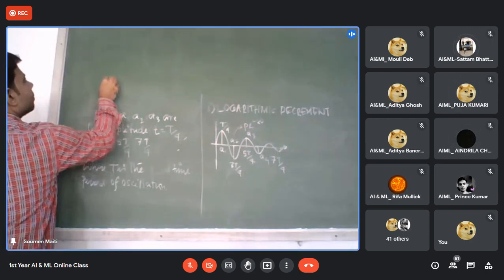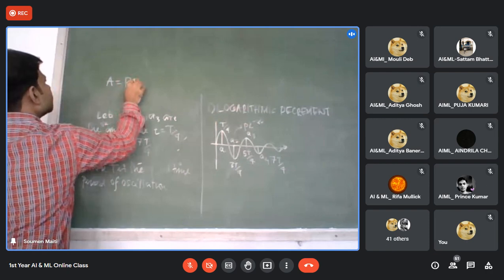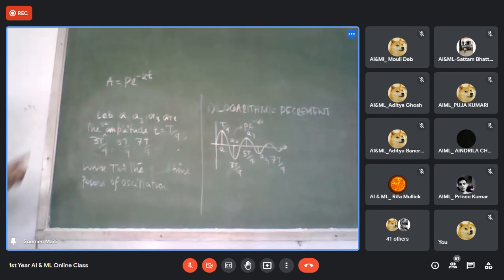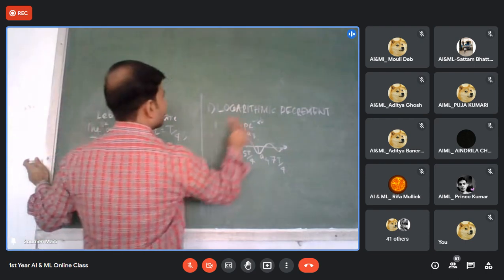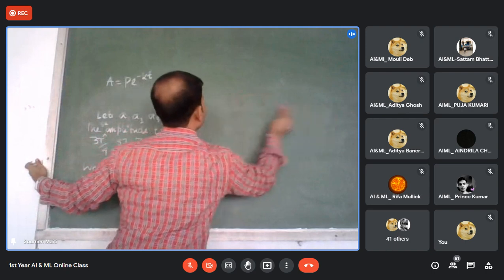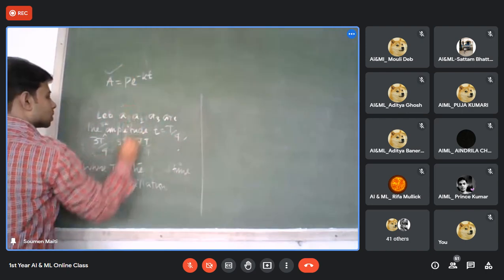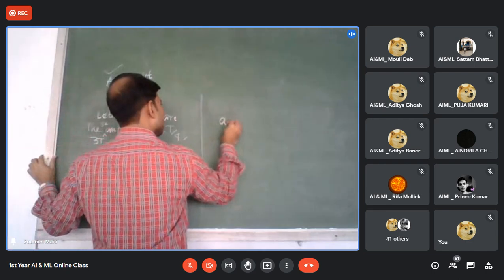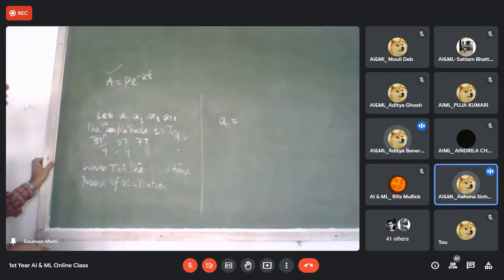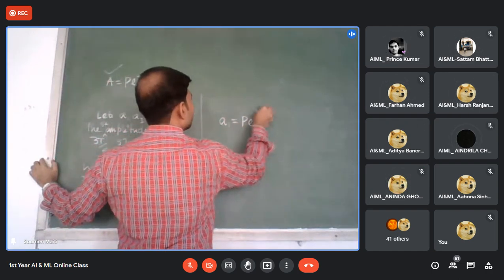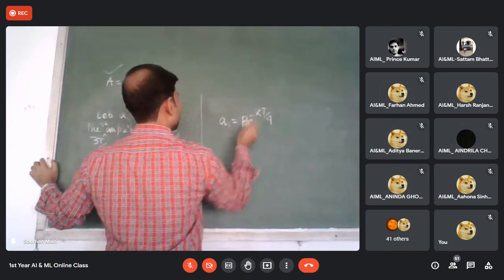And we have already defined the amplitude as A equal to P e to the power minus KT. So according to this picture and this idea, what is the value of A1? With this T, what is the value of A1? Anyone? e to the power minus KT by 4. Thank you so much. What is A2?